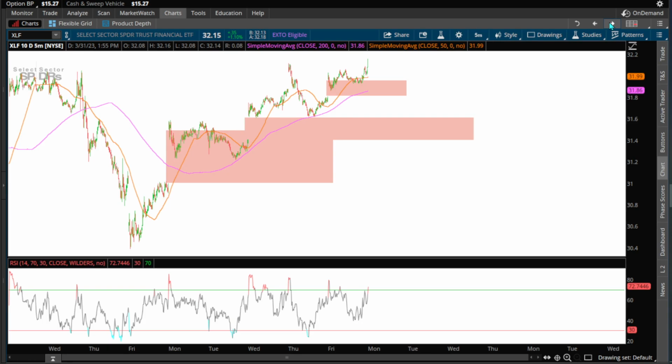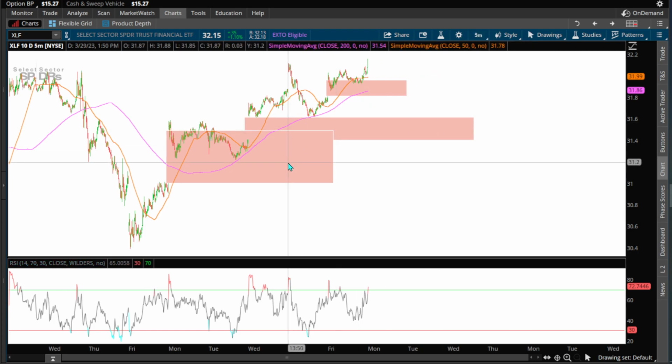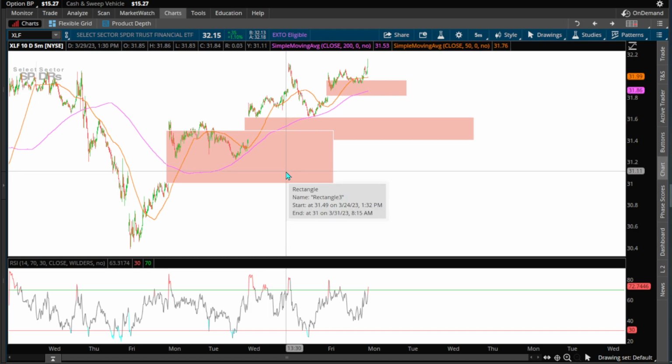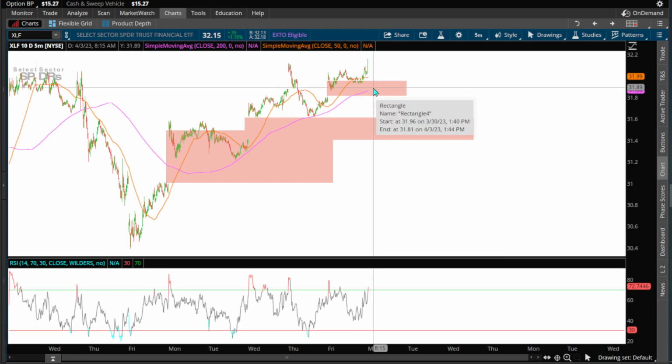And last but not least, the XLF. So XLF, we have three gaps right here. So if I'm just looking at the shorter time frame, the 10-day, 5-minute chart, we have this massive gap. This one is right around, let's see, 31 to 31.50. Then we got this one right here. That's 31.40 to 31.61. And then the most recent one that happened on Friday, this one's 31.81 to 31.96.